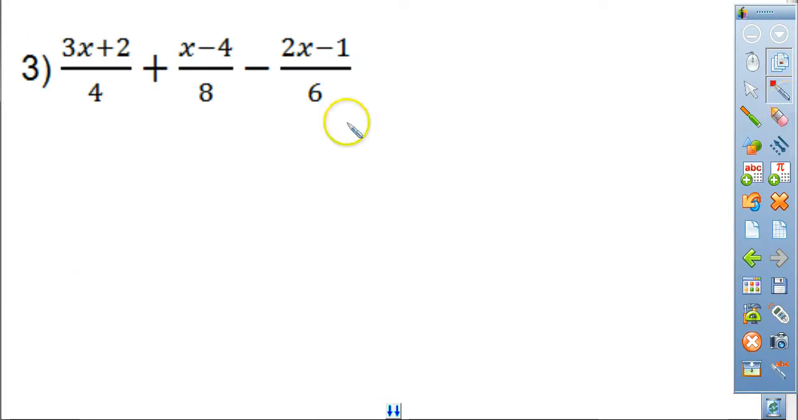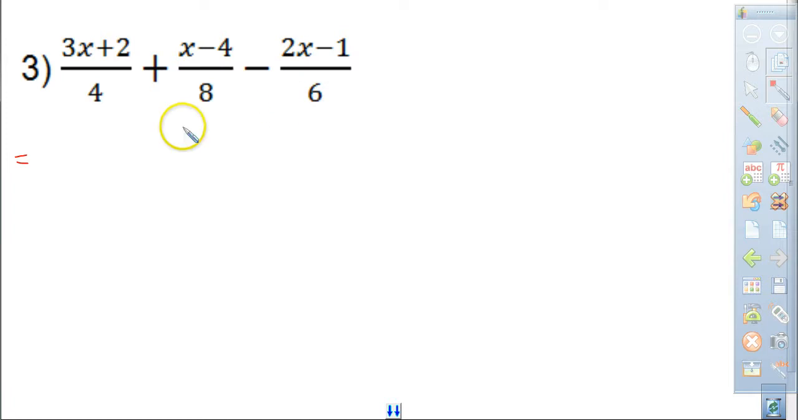In this example here, we have three rational expressions we want to combine, adding the first two and then subtracting the third one. And they all have different denominators, 4, 8, and 6. So I can't just add and subtract these just yet. I can't combine those polynomials. We have to make sure we have a common denominator. So what I'm going to look for here are common multiples between 4, 8, and 6, and a common multiple of all of those is 24.